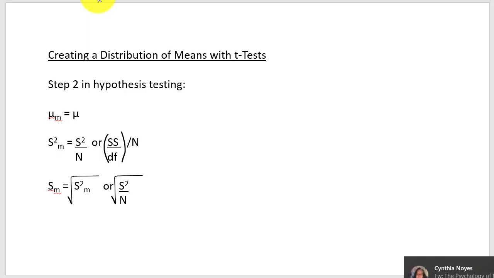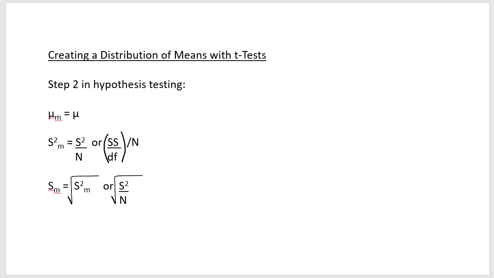Now, when we are in step number 2, boy, I'm a popular guy today. When we are in step number 2, and I know we're kind of skipping around, it seems like it comes out of nowhere, but in step number 2, we are particularly interested in developing our distribution of means.